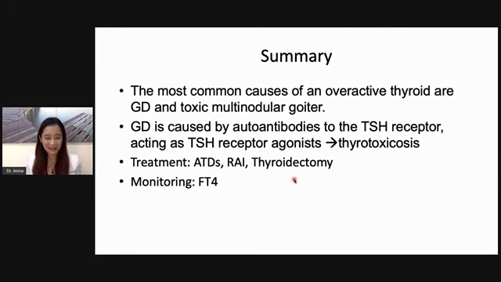So to summarize the whole three parts of this session, these are the things that you really have to remember. The most common causes of an overactive thyroid are Graves' disease, a toxic multinodular goiter, or even a toxic adenoma. But usually it's Graves' disease. Graves' disease is caused by autoantibodies to the TSH receptor acting as TSH receptor agonist, not antagonist, resulting in thyrotoxicosis. Treatment: anti-thyroid drugs, RAI, or thyroidectomy, and we monitor with FT4.